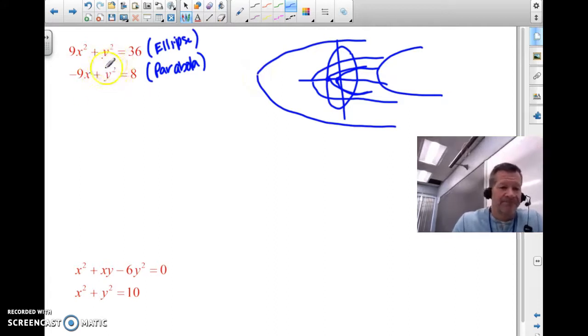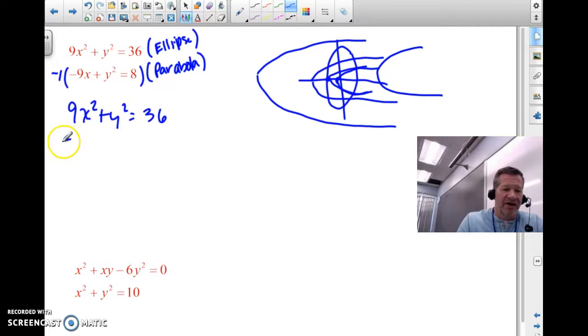Now, this one is kind of interesting. I got 2 y squareds here. I can eliminate those y's simply by multiplying this by a -1. So if I do that, I have 9x squared plus y squared is 36. And then multiplying by a -1, I've got a positive 9x minus y squared is -8. Now those cancel. So I have 9x squared plus 9x equals 28.